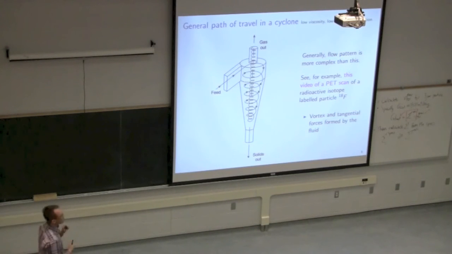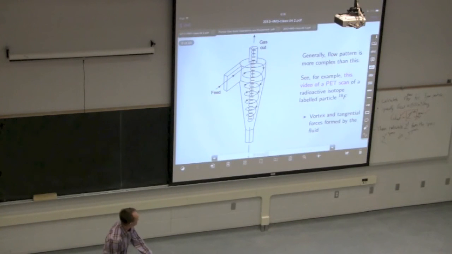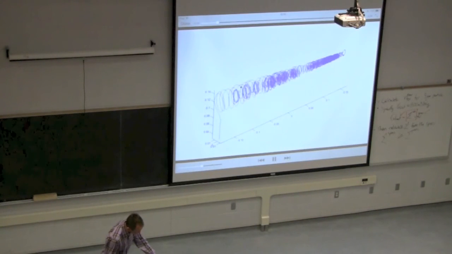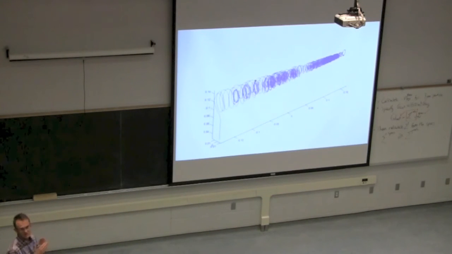Okay, so because this path is phenomenally complex, we cannot model it from a theoretical perspective. There's a whole bunch of interesting simulations that one can go look at. Here's one I'm going to show you next, where the researchers have attached a radioisotope to a particle and then put it through a system where they can track that radioisotope. The video is only 3 seconds of actual time, but translates into about 3 minutes of video.